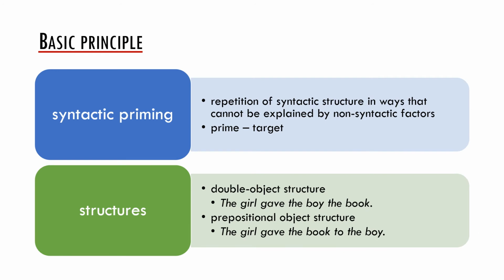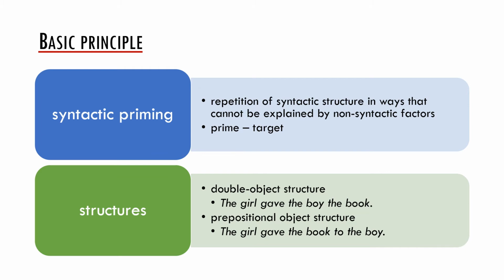We already said that the aim of the study was to analyze syntactic alignment between the speakers. More precisely, the research focused on the so-called syntactic priming. This is a tendency to repeat the syntactic structure in ways that cannot be explained by non-syntactic factors. We distinguish between the prime, which is the syntactic structure at first, and the target, which is the resulting syntactic structure which may be influenced by the prime.